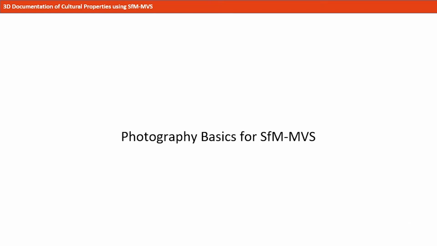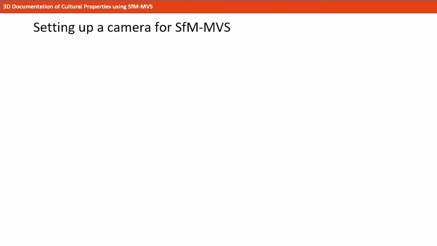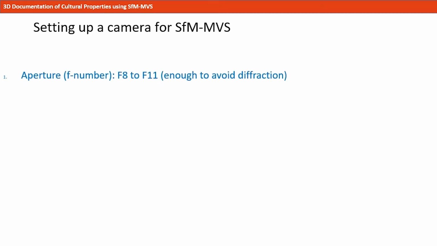Let's now talk about the photography methods to create 3D images for SfM-MVS. First, let's take a look at the camera setup. I recommend the following setting when using a camera that can have a detailed setup such as a single lens reflex. 1. Set aperture or f number from f8 to f11 to be just enough to prevent diffraction.